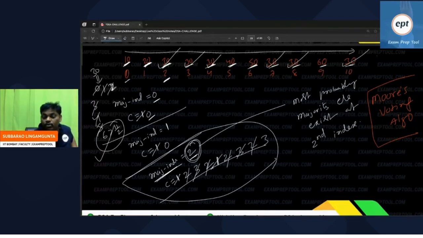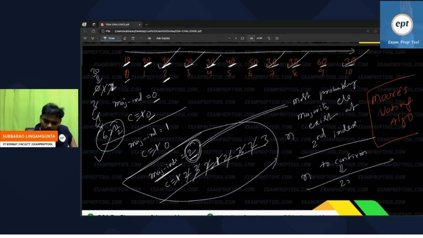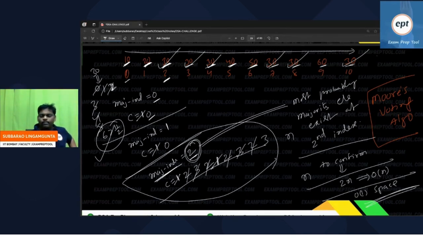So to find out the most probable person, one scan is required. To confirm, one more scan. So n time here, overall 2n, which is nothing but order of n time. And I am not taking any extra space, the same array I used. Order of one space. I hope everyone got it.